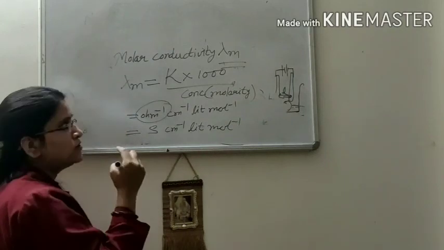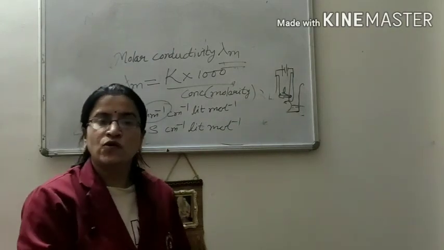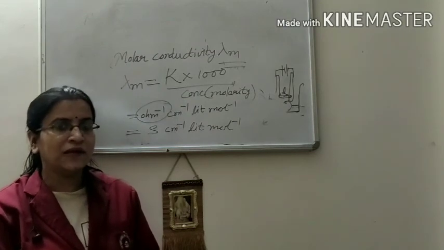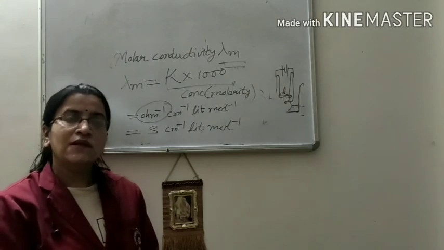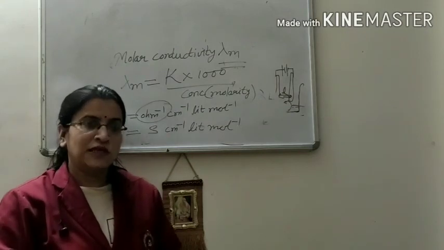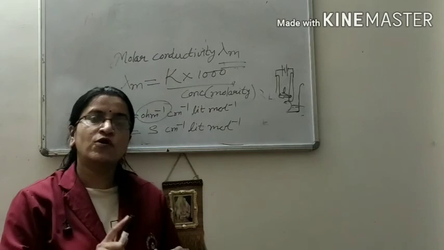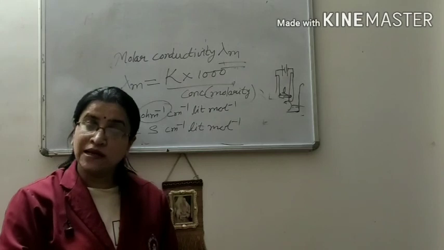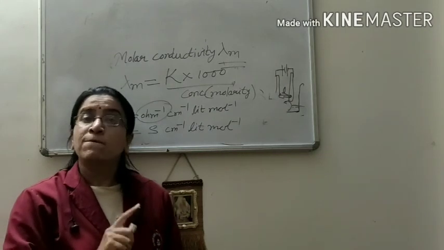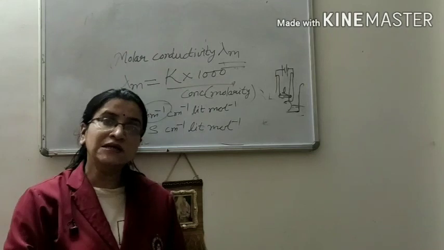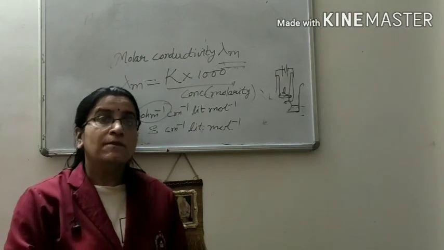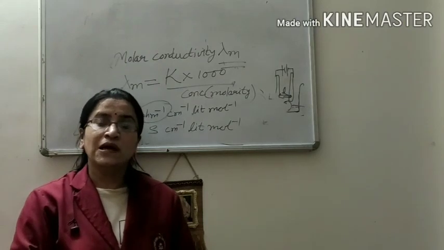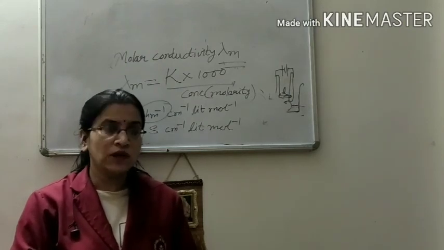So in this module you learned the difference between metallic conductor and electrolytic conductor, as well as the various formulas, such as the formula of resistance and the formula of specific resistance, which is also called resistivity. Next, conductance, conductivity, molar conductivity and its unit. With the help of these various formulas, in the next module we will learn the numericals related to it. Thank you.